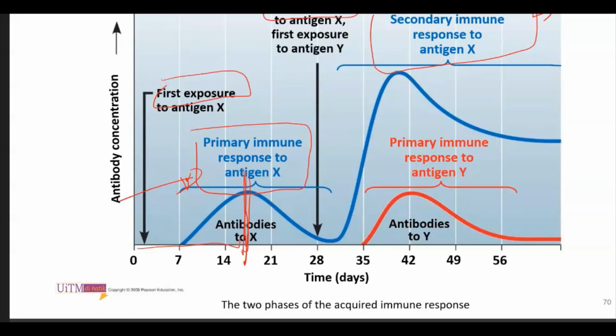So when you are infected by the virus for the first time, maybe awak akan demam dulu ke, batuk dulu ke, whatever. Awak akan sakit dulu sebelum your body develops immunity against that virus. That is primary immune response. Tapi when you are exposed again by the same virus, so the response is really rapid. Your body can produce antibody rapidly in high amount.